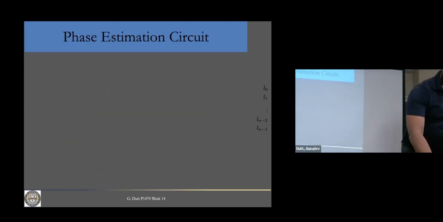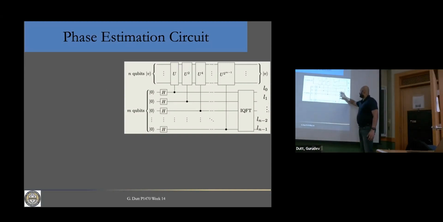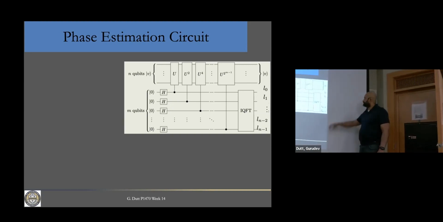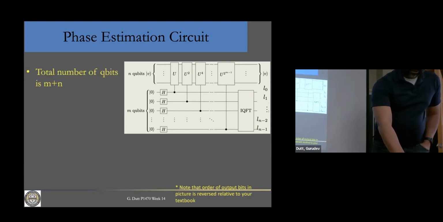Okay. Now I claim that the circuit that I want is given by this circuit over here, and that this is the phase estimation circuit, which will result in this register over here. Sorry, this should be m minus 1, not n. Apologies. L0 up to Lm minus 1, and this register over here will hold the answer theta up to m bits of precision. Okay. So let's prove that.